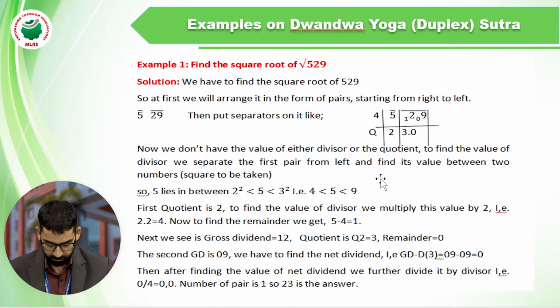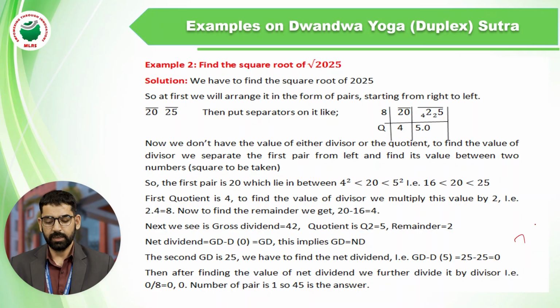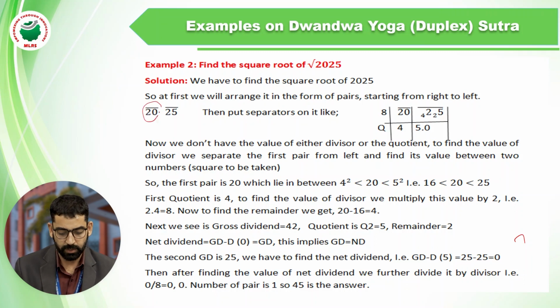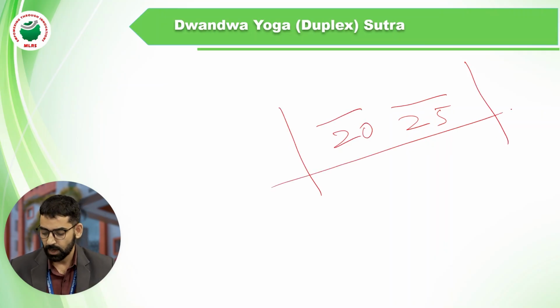Let's move to one more example, which is: find the square root of 2025, which is a 4-digit number. Again, we have to arrange this number in the form of pairs, and clearly this is a 4-digit number, so 2025 can be arranged like 20 and 25. This is 25, the first pair, and this is 20, the second pair. Put the separators like this and draw a horizontal line.